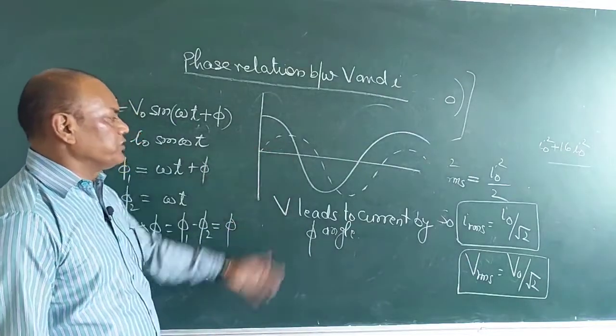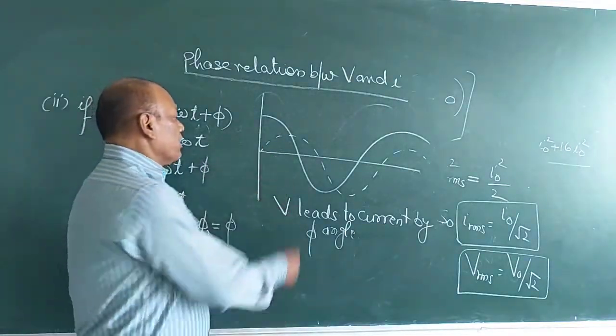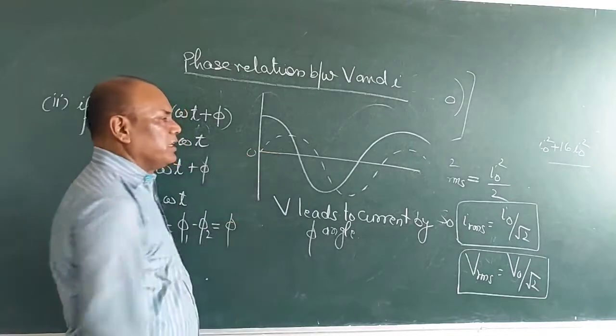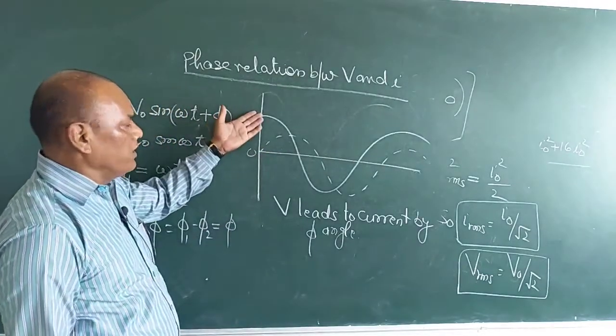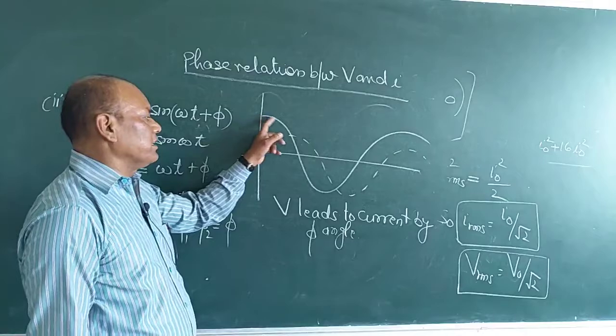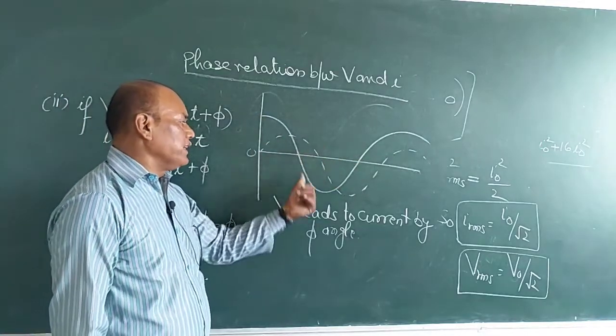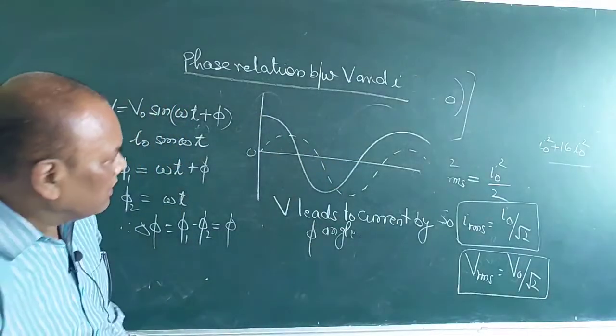And graphically we can show it this way: current starts from the origin, but voltage starts somewhat away from the origin in the positive direction, so it is called voltage leads the current.